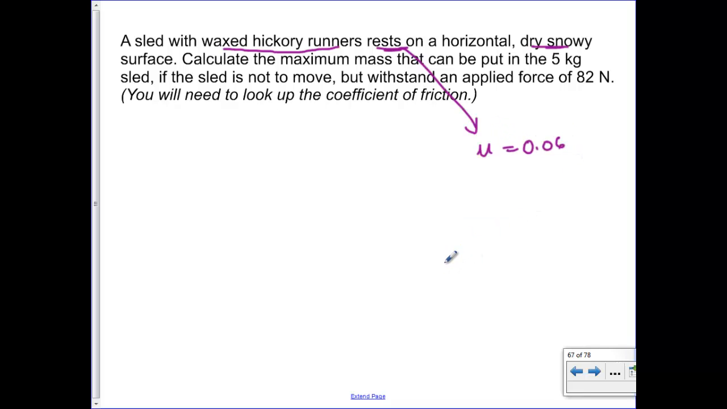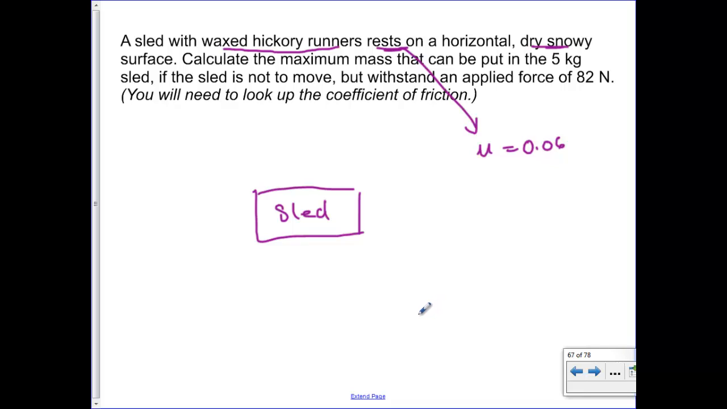So looking this number up in the table gives me a coefficient of friction. What we're going to try to do is figure out the maximum mass that can be put in a 5 kilogram sled so the sled does not move but can withstand an applied force of 82 newtons. Let me draw a diagram. This is a sled.